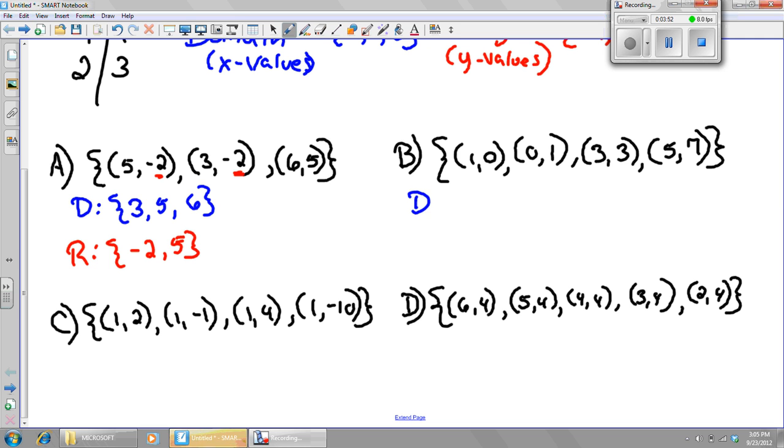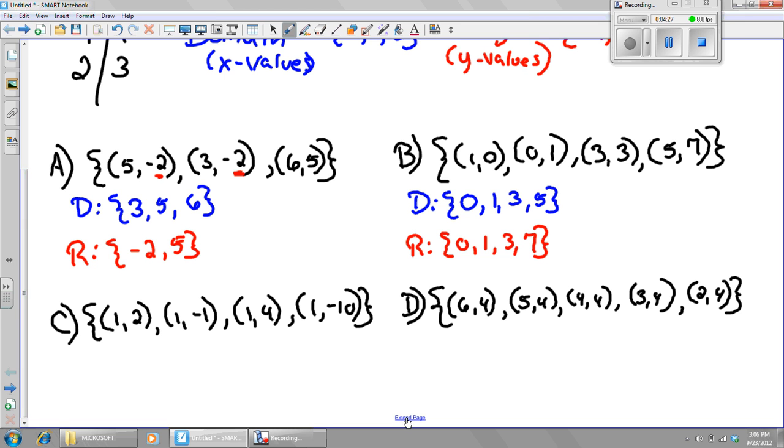My domain for problem B looks like it's going to be 0, 1, 3, and 5. And then my range, of course, must be 0, 1, 3, 7. All right, moving right along.